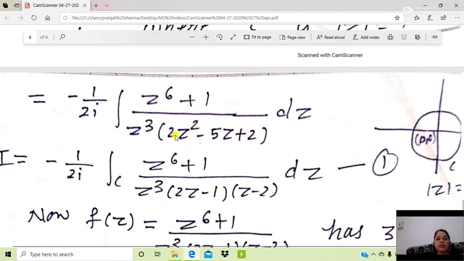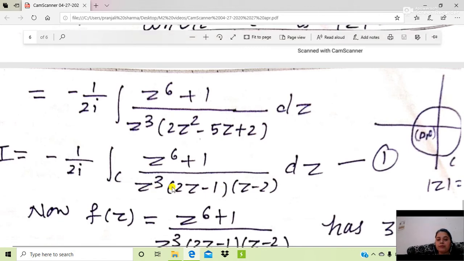So the integration is, this constant can be taken out, minus 1 upon 2i, and the integration is now the integration of (z to the power 6 plus 1) upon z cube into (2z square minus 5z plus 2) with respect to z. Now, if we make factors of the denominator, it will be z cube into (2z minus 1) into (z minus 2). So, these are the factors.